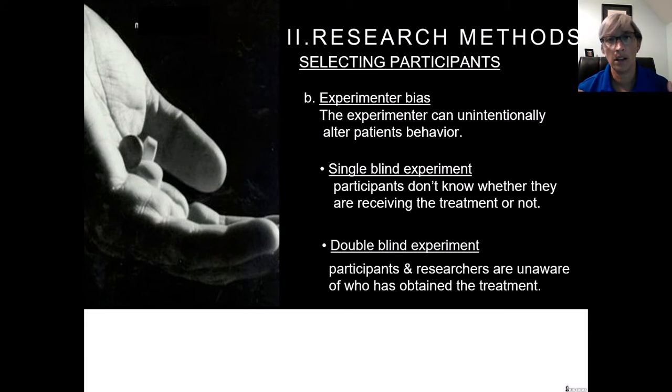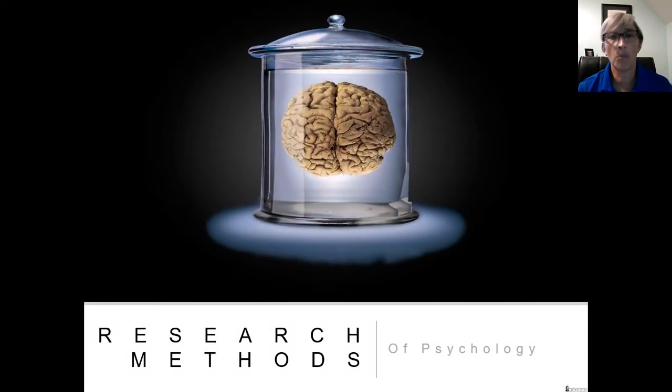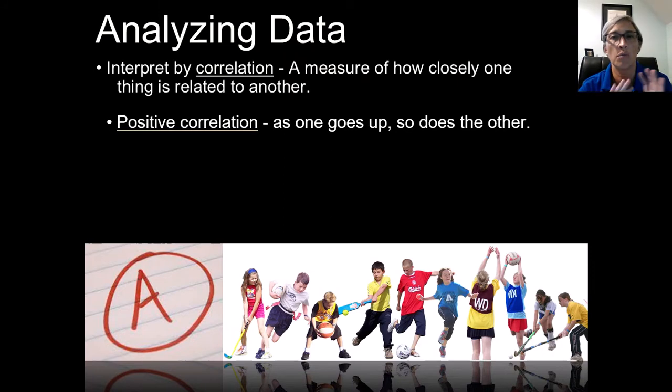And a double blind is when the researcher also does not know who is part of the experimental group and who is part of the control group. Furthermore, more research methods have to do with, here we get into some math details.